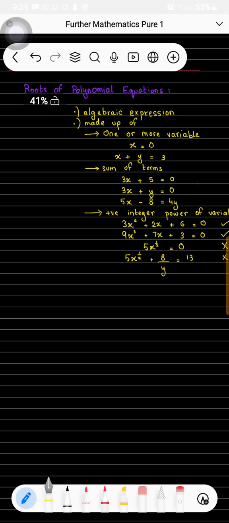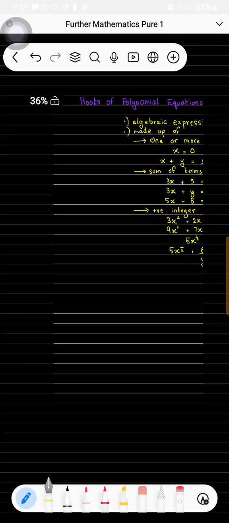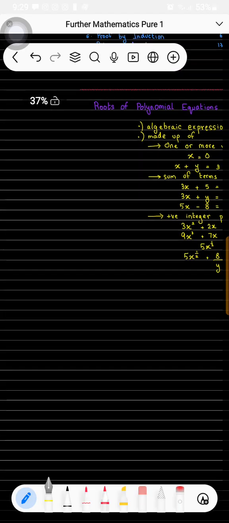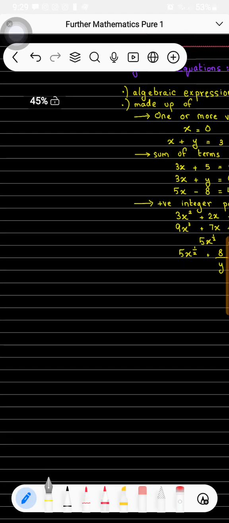Now we will move ahead and discuss roots. But here I will not discuss roots directly. I will also discuss the relation between roots and coefficients. So let's discuss roots.